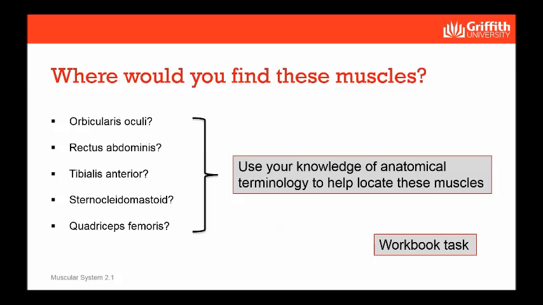This is the end of mini lecture topic 2.1. Please continue with mini lecture 2.2.